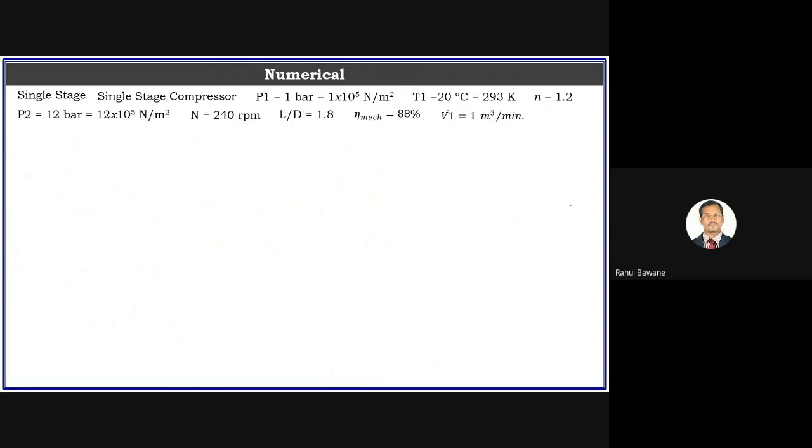If it is said that it is a square compressor, that means diameter and stroke length are the same.